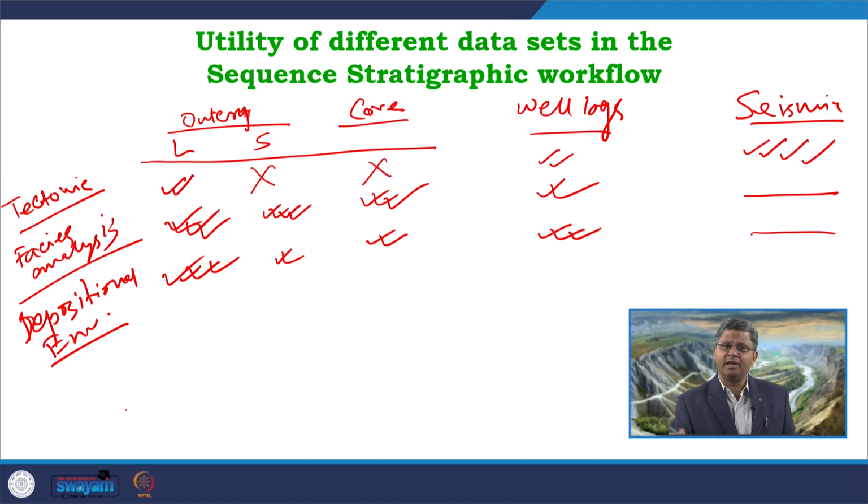What we can get over here, distribution of different depositional systems, can be done from seismic profiles, but in terms of the actual interpretation of the depositional environment, that will be quite difficult in terms of seismic profiles.